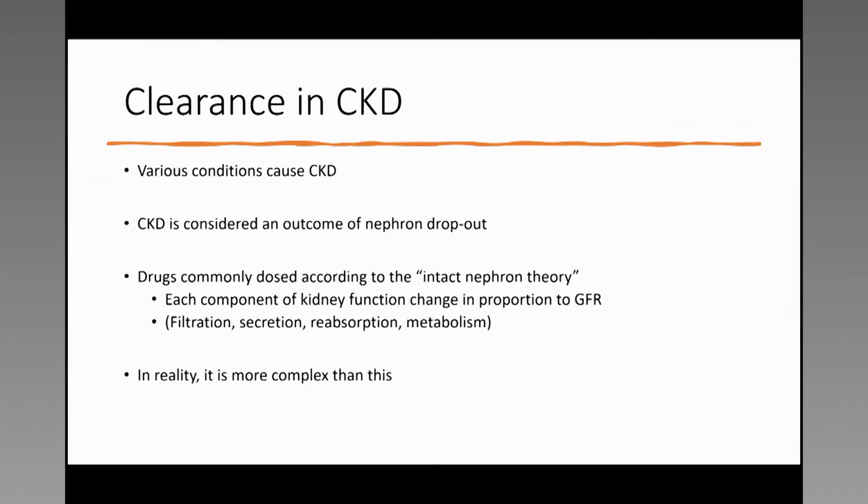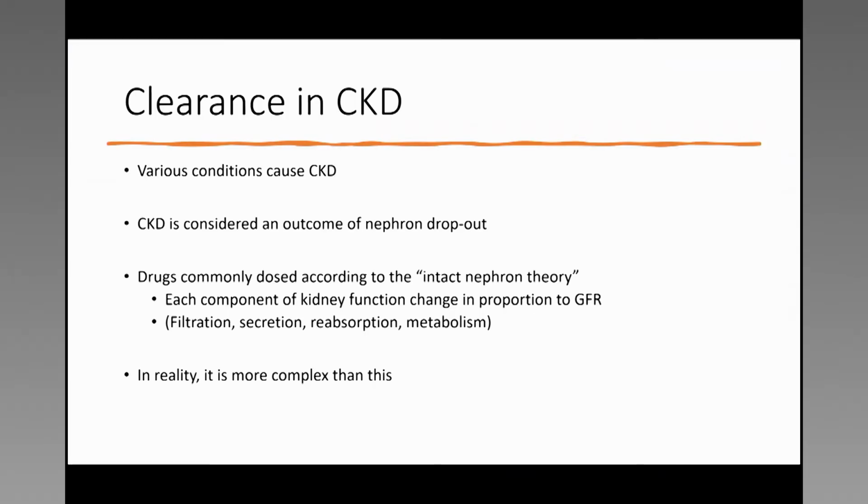In chronic kidney disease, we generally consider that the decrease in GFR relates to what's called nephron dropout. So it's not that a certain number of nephrons are functioning to a lower level. It's actually that a certain number of nephrons have died. So there is sparing of nephron function, and these things are all proportional. This is what's been called the intact nephron theory.